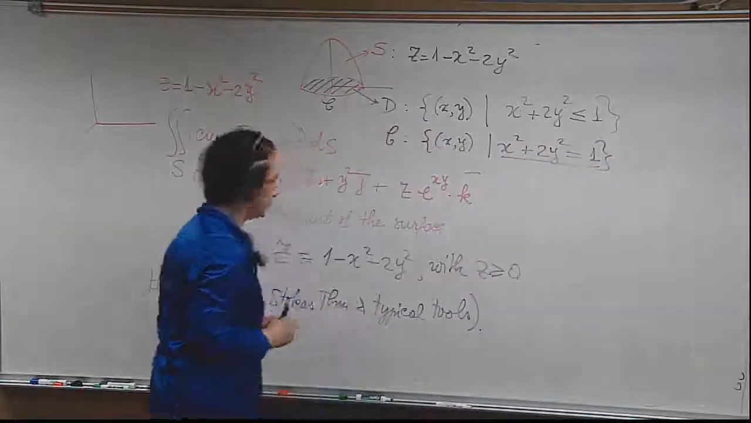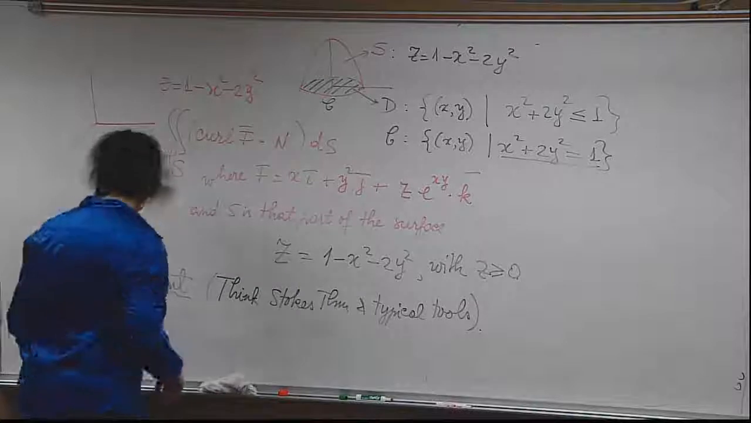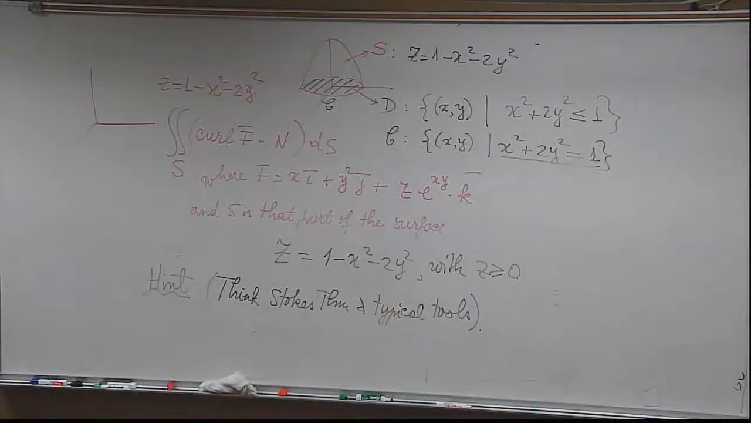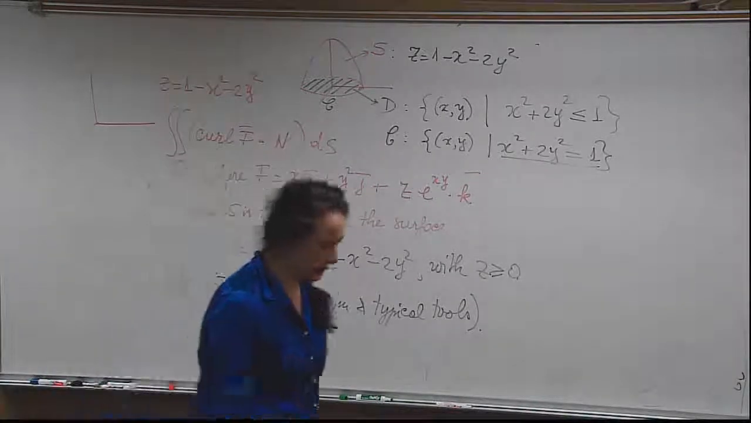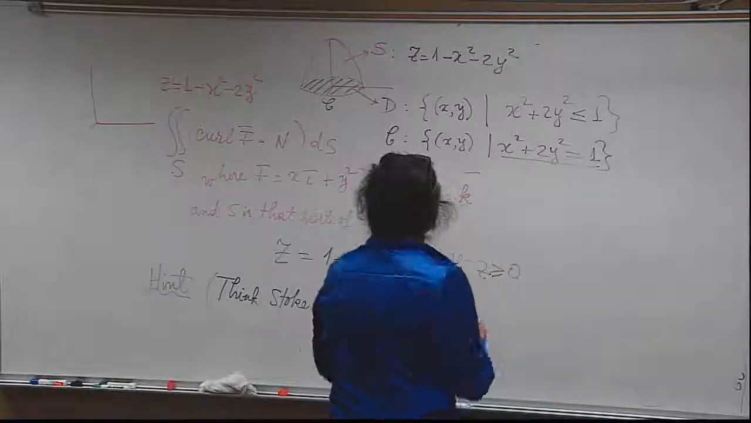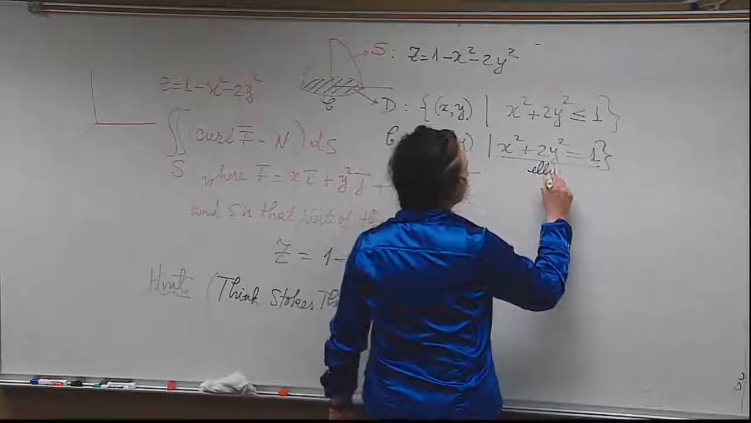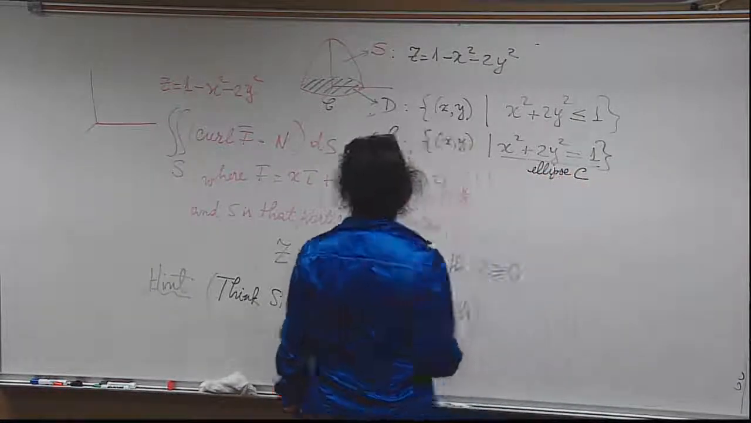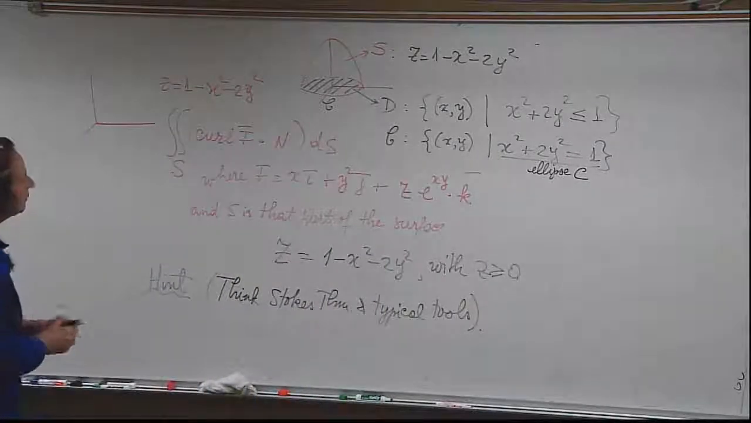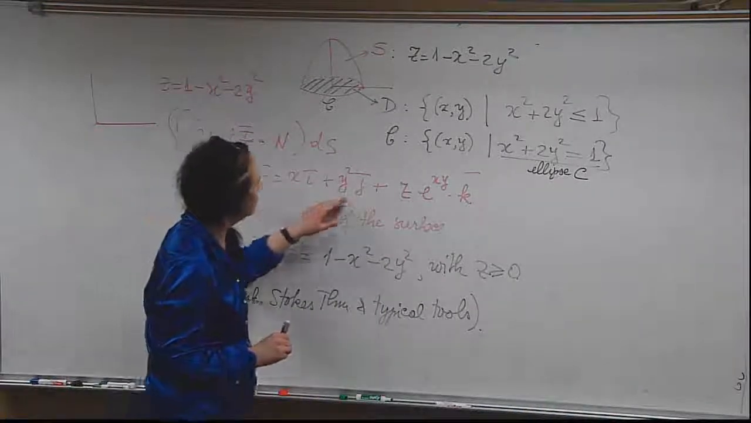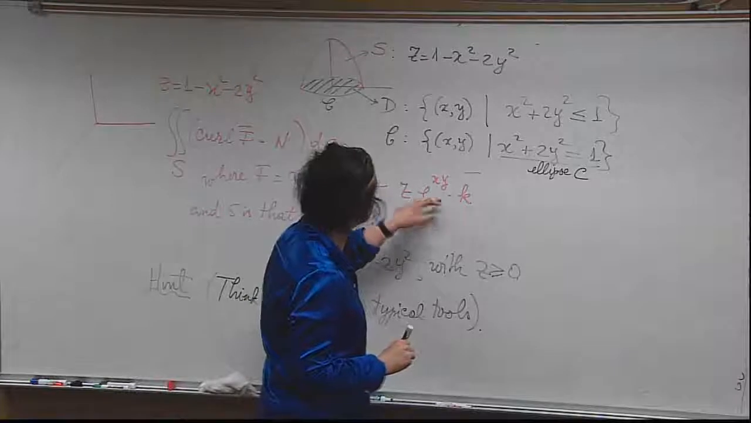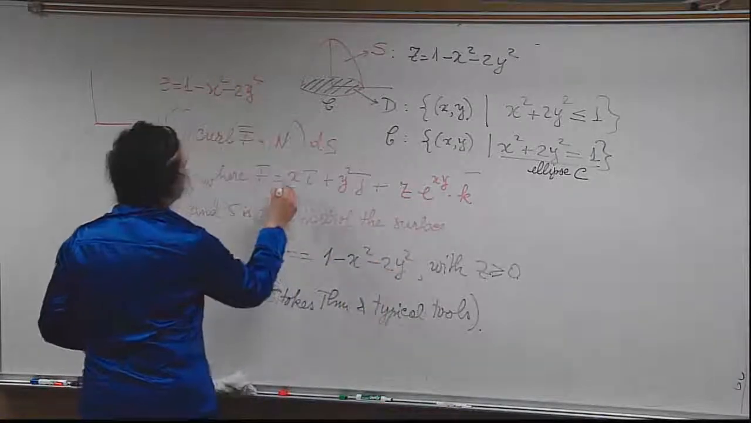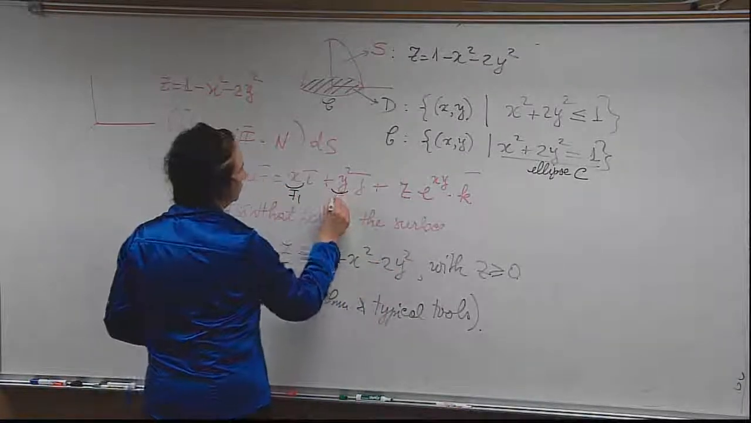What in the world is this curve? Who tells me? It's an ellipse. Is it an ugly ellipse? Not really. It's a nice ellipse. Okay. What do they give us? They give us x, y squared, and z times e to the xy. So this is f1, f2, and f3.